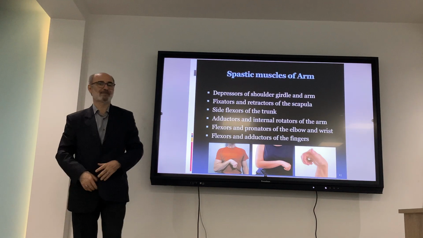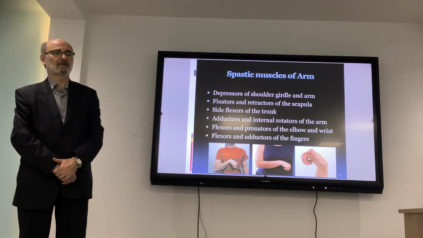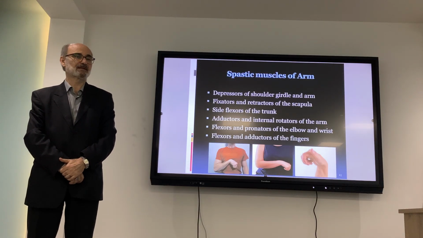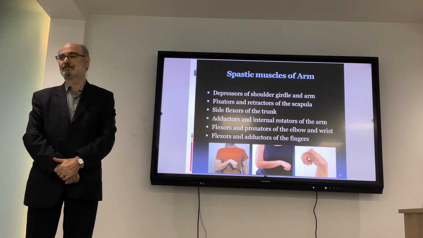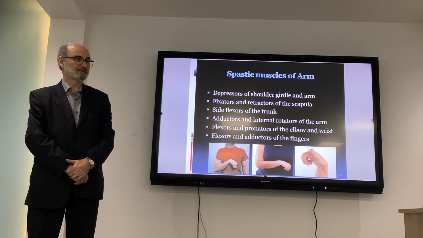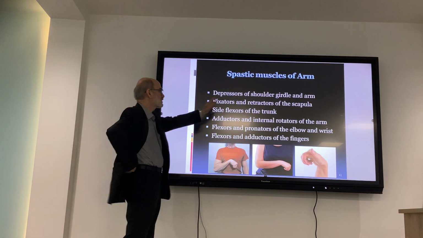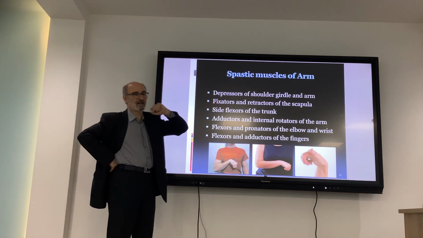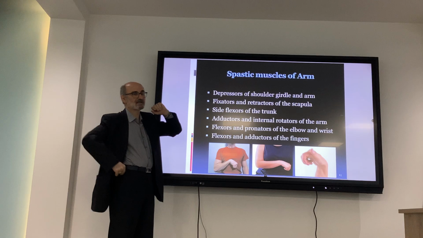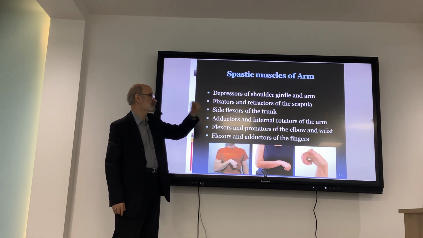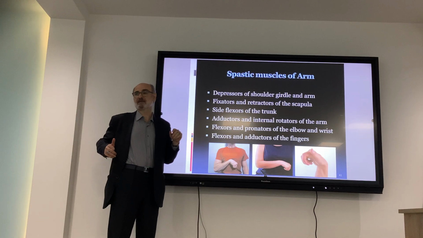What muscles are spastic? What muscles are spastic in the upper limb? Biceps. Depressors of the shoulder girdle and arm. There is depression of the shoulder girdle. Fixators and retractors of the scapula. All right, it's like that.